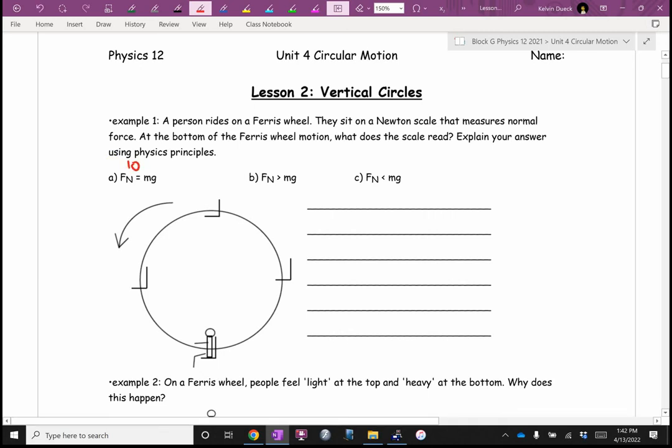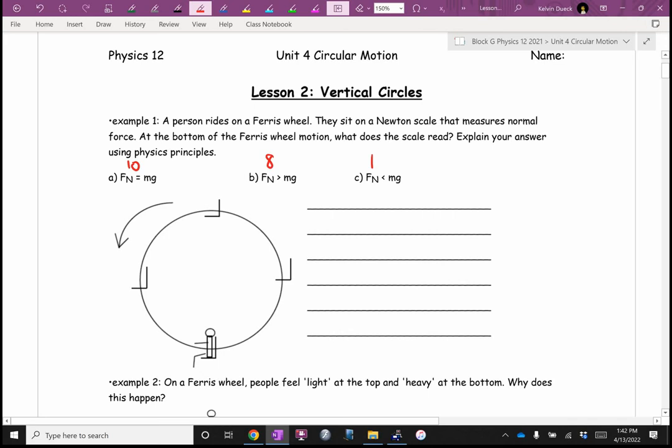No. The scale is going to measure more than the normal force. B. I got 1, 2, 3, 4, 5, 6, 7, 8. Owen, is that a vote? Don't do that then. Less than. I got 1. I'm not going to answer your question.